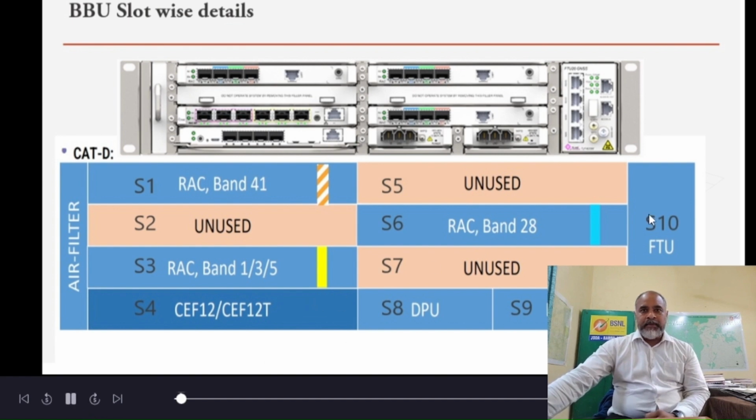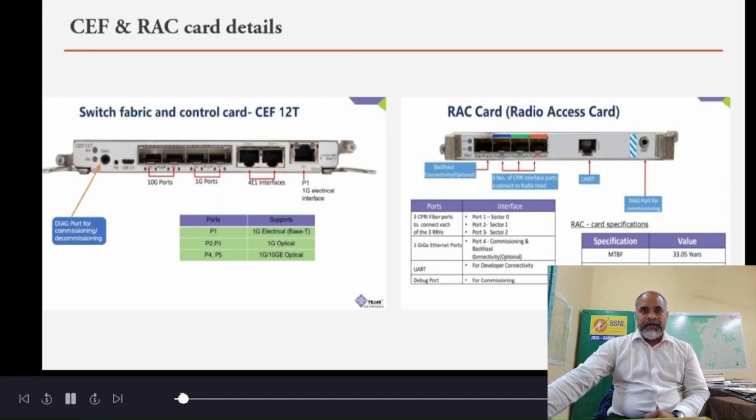This diagram represents the port-wise detail of the CEF card and the RAC card. First let's discuss the CEF card. The CEF card has two varieties. One is known as the CEF 12 and another is known as the CEF 12T. The basic difference between the two is the available ports for the media.